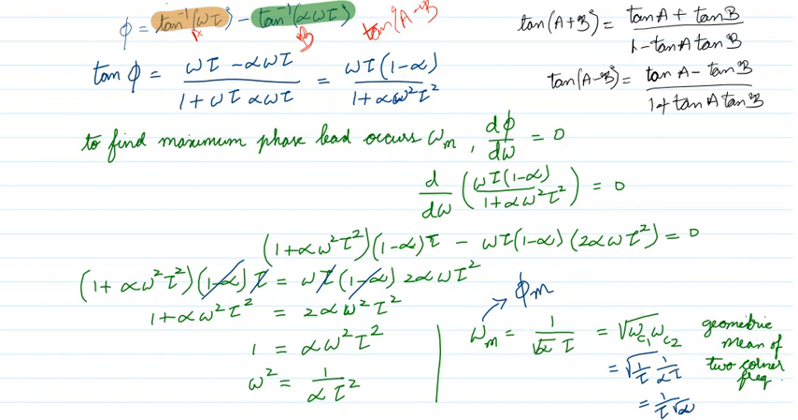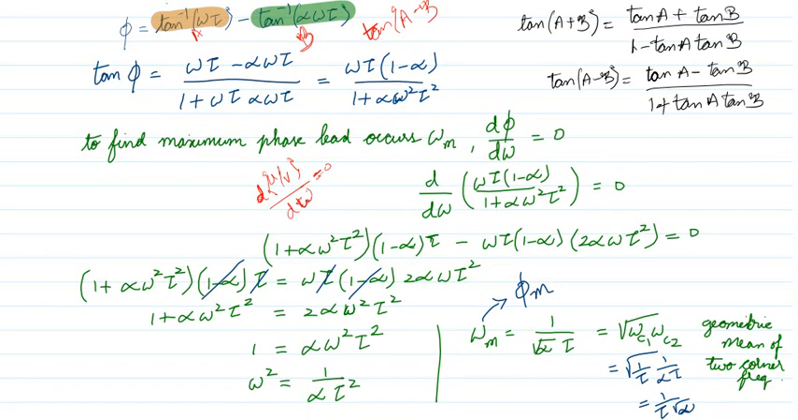I just used the differentiation of u by v, d by d omega, where u is the numerator and v is the denominator. You can observe these things, pause the video and take notes. So I got omega square. What is omega now? Omega is the square root of 1 by alpha tau, or 1 by square root of alpha tau. This is the omega at which the maximum phase angle occurs. So this is my omega m.